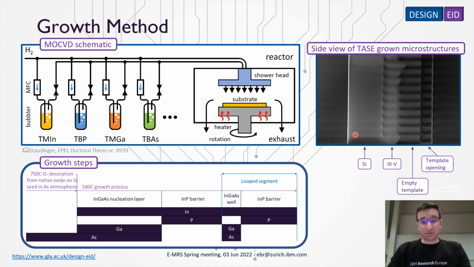The result of this growth process is on the top right, a silicon seed on the left of the image, from which a III-V wire grows here in lighter gray. To the right of the wire, you can also see the empty template and the template opening through which the precursor entered the template to reach the growth front.